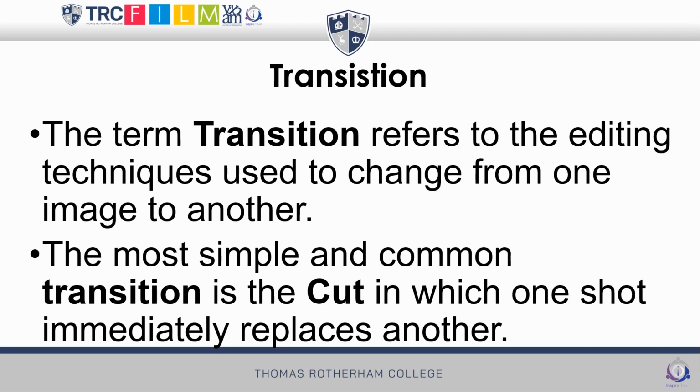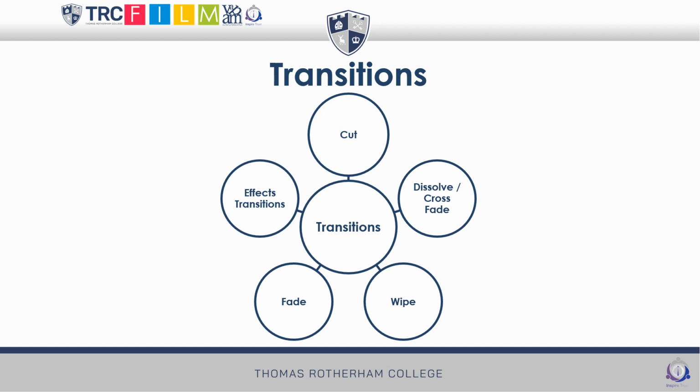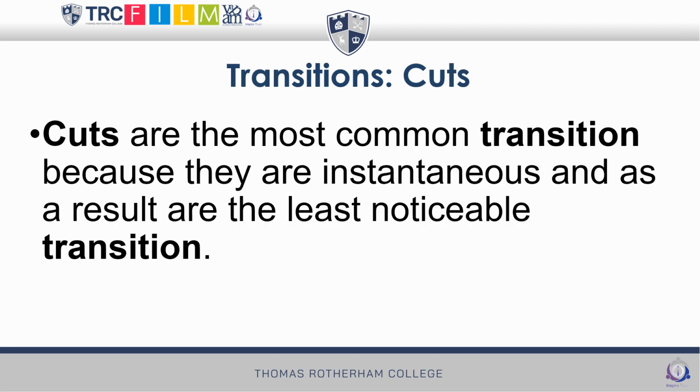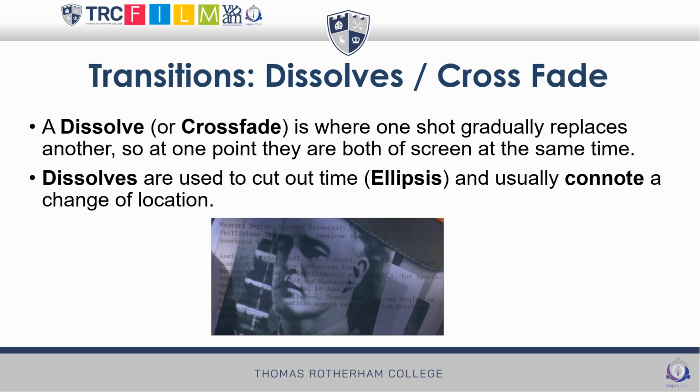They're the most common. Why? Because they're instantaneous and the audience doesn't really notice them, unless you want them to. So what kind of transitions have we got? Well, we've got the cut. Then we've got the dissolve, which is also called crossfade in video editing. You've got the wipe, which comes in all sorts of different varieties. You've got fades. And you can have all sorts of really nasty special effects transitions that are best left alone, quite frankly. So, as I said, cuts are the most common because they're instantaneous, and as a result, they're the least noticeable for the audience. Now, we've also got the dissolve or the crossfade.